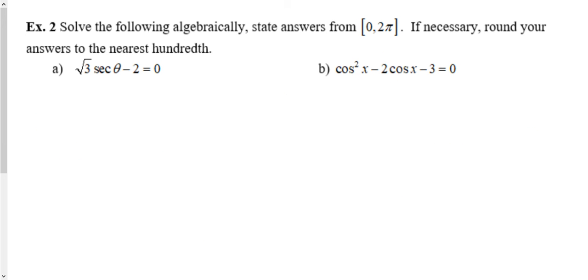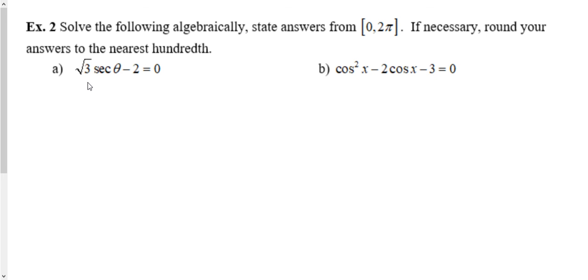In our next example here, it says solve the following algebraically, state the answer between 0 and 2 pi this time. So we're switching from degrees back into radians. But ultimately, you can work in either of the two modes, and as long as you have your answer in the proper notation, you should be fine. So in this one here, I'm working in degrees, and I'll eventually switch my answers back to radians.